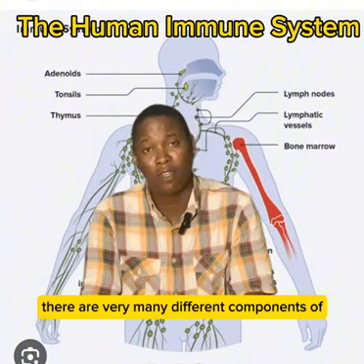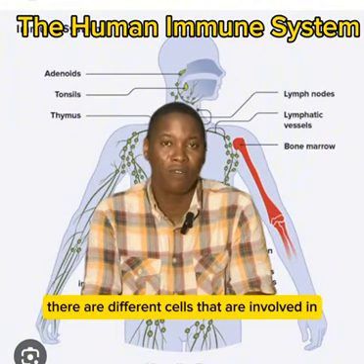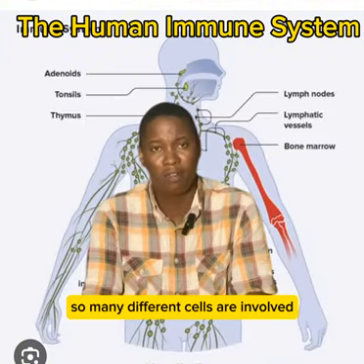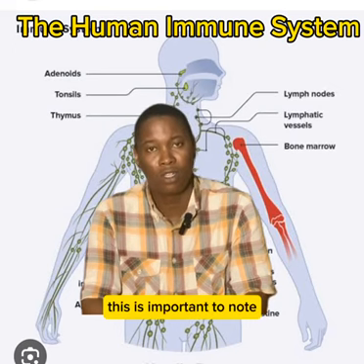There are very many different components of the immune system. There are different cells that work to help keep the body safe. These include lymphocytes, B cells and T cells, macrophages, neutrophils, eosinophils, and basophils. So many different cells are involved in the immune system, and this is important to note.